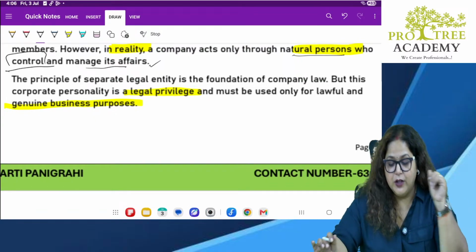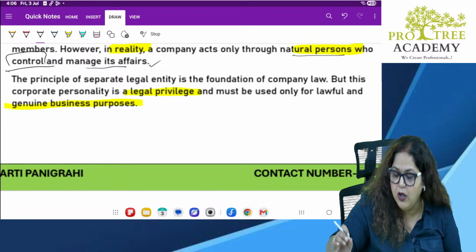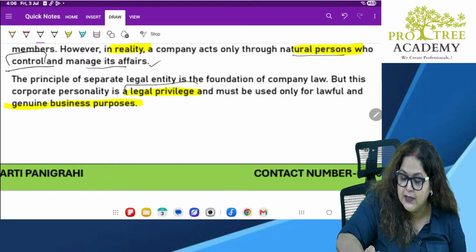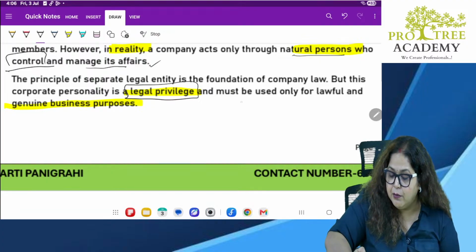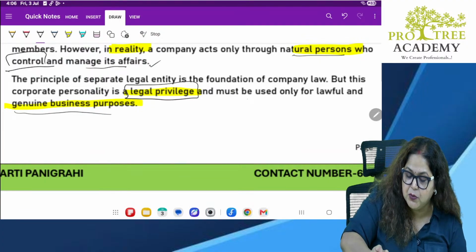So the principle of separate legal entity is the foundation of company law, but this corporate personality is a legal privilege. Please underline: it must be used only for lawful and genuine business purposes.